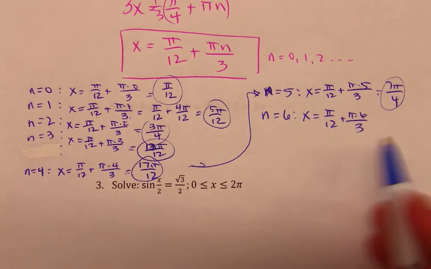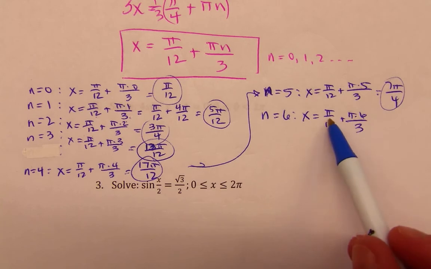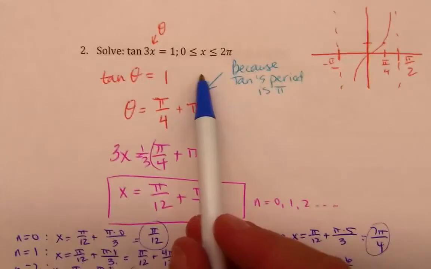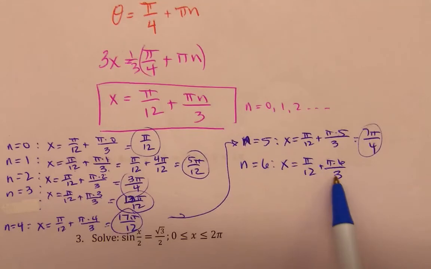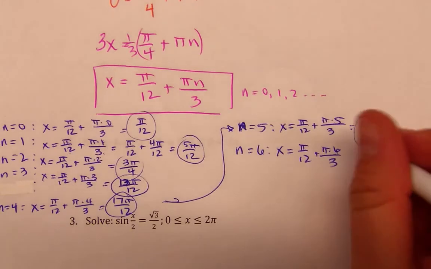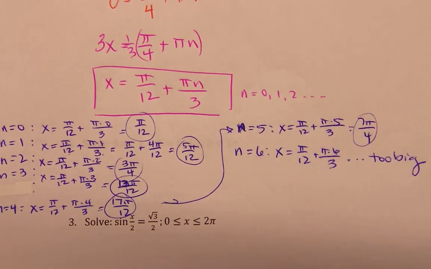Now this right here tells me it's too big. 6 divided by 3 is 2. So adding 2 pi to something is already going to be more than 2 pi. So really you want to use this term right here to figure out what your last one is going to be. So this is too big. So we can't use that one.